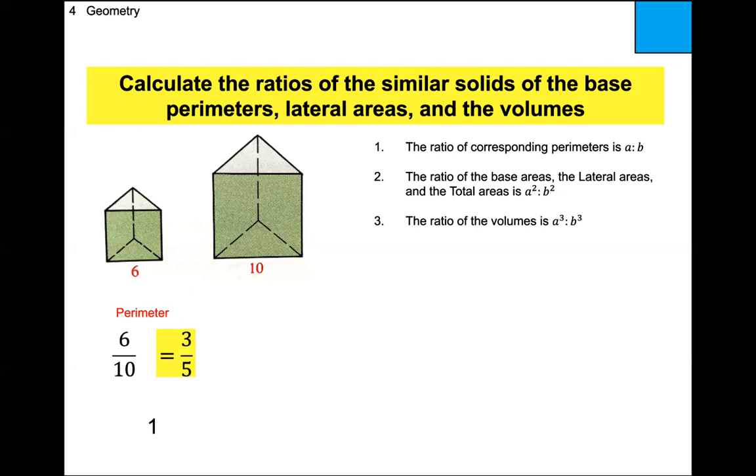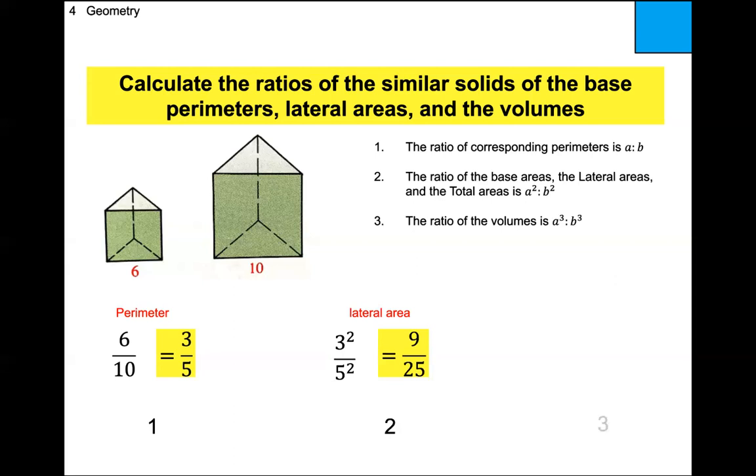Their lateral areas, I don't need to look at anything other than the scale factor. The scale factor was 3 to 5, or 3 over 5. So anything involving their area, whether it's total area, surface area, or lateral area, is going to be that scale factor, 3 over 5, squared. So without looking at the shape, I already know 3 to 5 was the scale factor. Well, then their lateral area has got to be 3 squared over 5 squared. Now the question is, should I leave it as 3 squared over 5 squared, or 9 over 25? Yes, you should actually do that squaring.